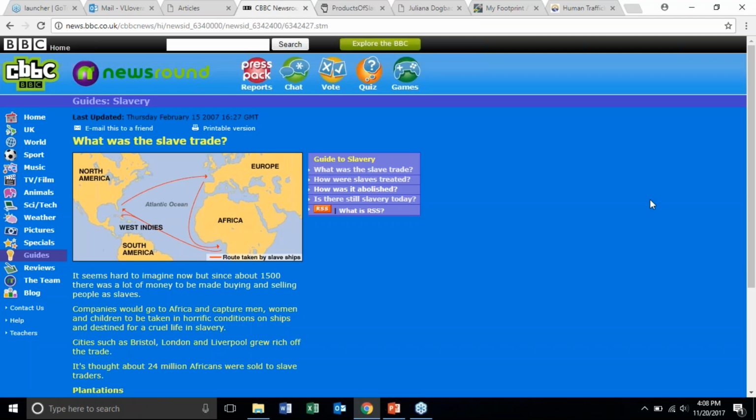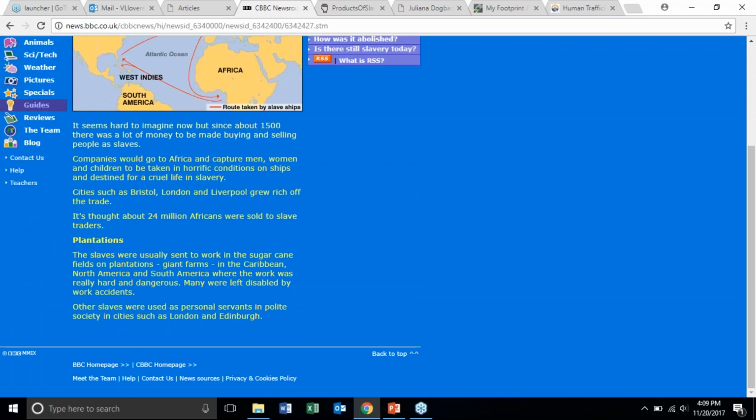The other resource that you saw listed on the screen is this one. This is another website that provides you good information on comparing what the slave trade was many years ago, and how slaves were treated, and what happened when slavery was abolished. But it questions, is there slavery today? And it goes into all these different sections. So it's a very good resource for educators to use to develop different lesson plans.